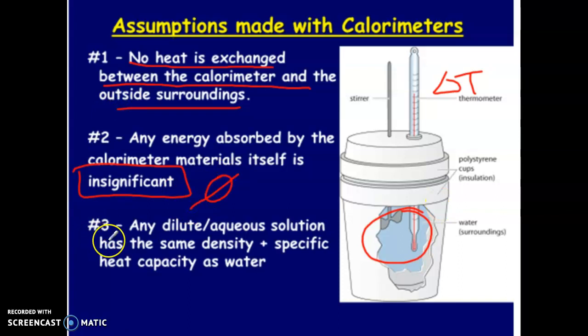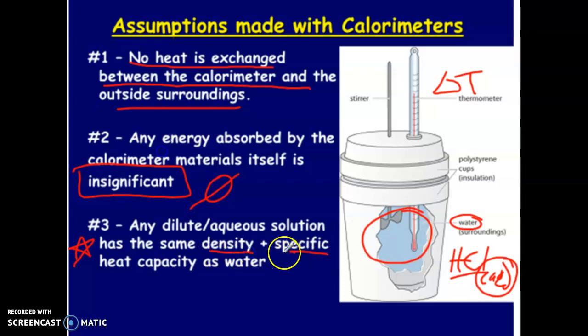Okay, number 3 is an important one, especially when you're doing calculations with calorimeters. When you are dealing with an aqueous solution instead of water, so let's say instead of water we had HCl, hydrochloric acid, aq. You are to assume that even though this is hydrochloric acid, since the solvent is water in this case for the solution, the density and heat capacity is the same as water.